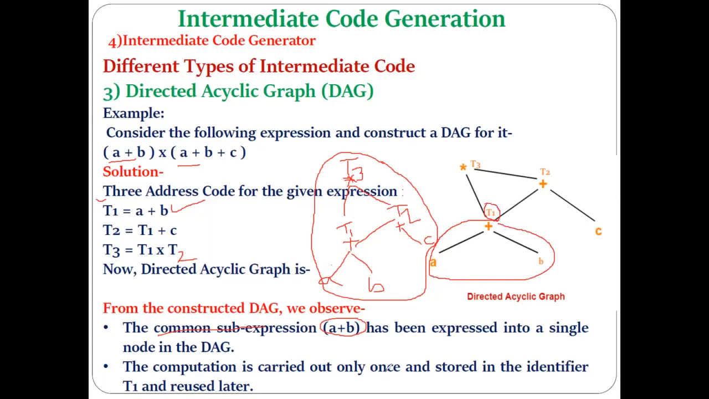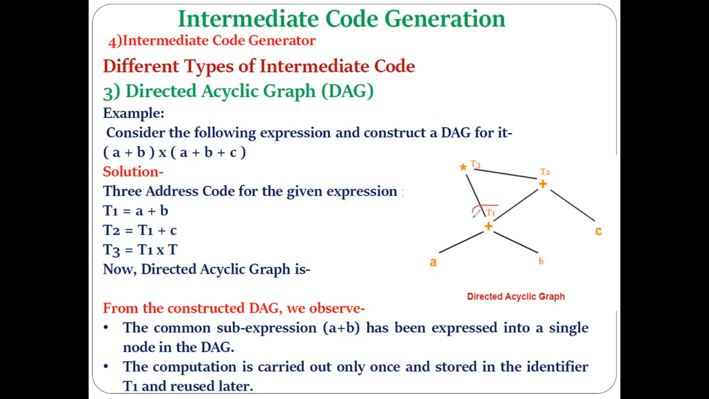Understood. So here you can easily see how the common subexpression is expressed in a single node only. The computation is carried out only once and stored in the identifier T1, and it can be used later. T1 we have evaluated only once, but it is utilized in the second instruction and in the third instruction also. So there is no need to compute T1 again and again.